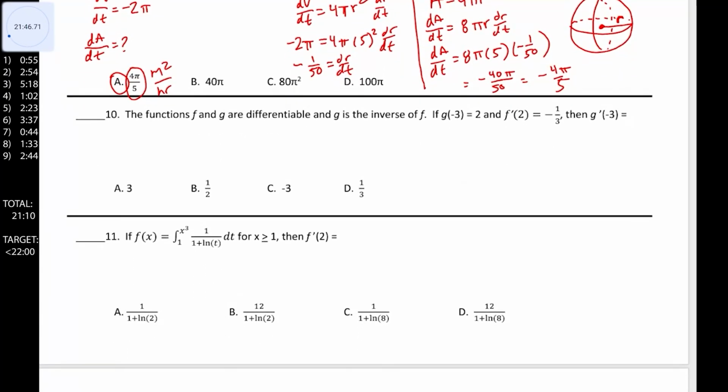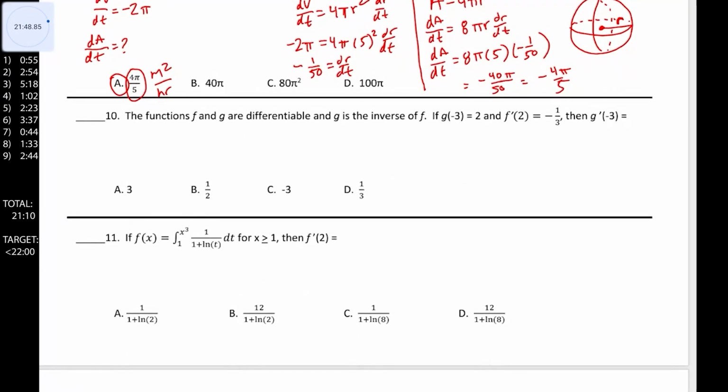Okay, number 10 says the functions f and g are differentiable, and g is the inverse of f. So if g is the inverse of f, then we want to know the derivative of g. G prime is going to be 1 divided by f prime of g. Now, that's just your inverse derivative, the derivative of an inverse rule. That is something you're going to need to know to get this question right.